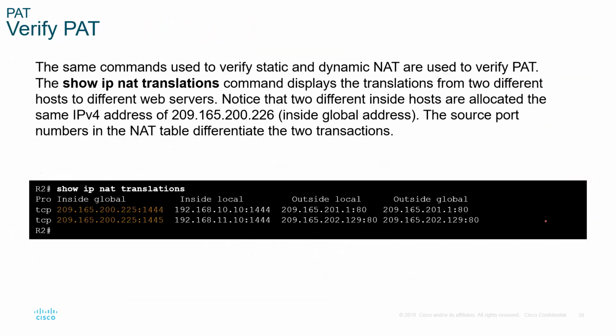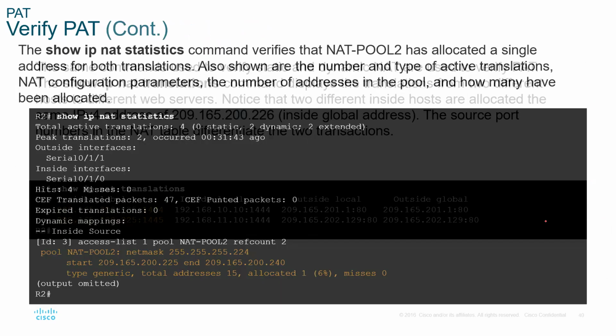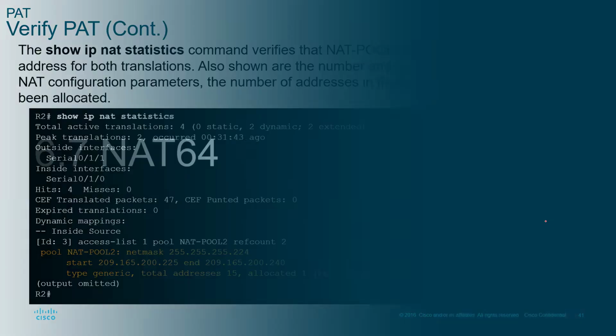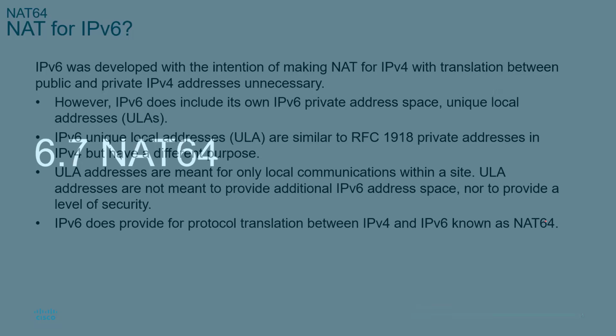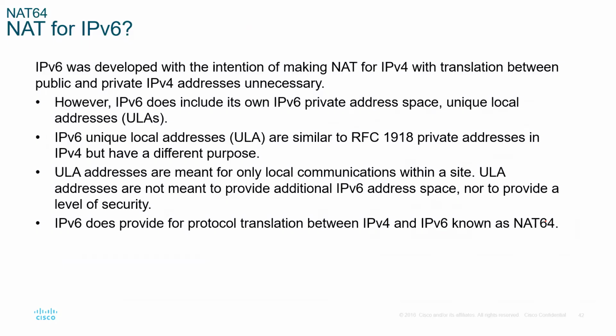Not much here. Verifying part, we have show ip nat translations, NAT statistics, we've gone through that. Then to end, we have NAT for IPv6. NAT for IPv6 is not for address translation. It's a bit different from IPv4. With IPv4, we are translating private to public IP addresses. But logic is saying to me, with IPv6 addresses, every host is assigned two addresses.